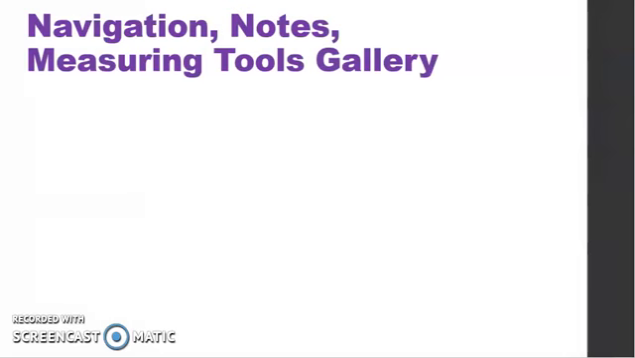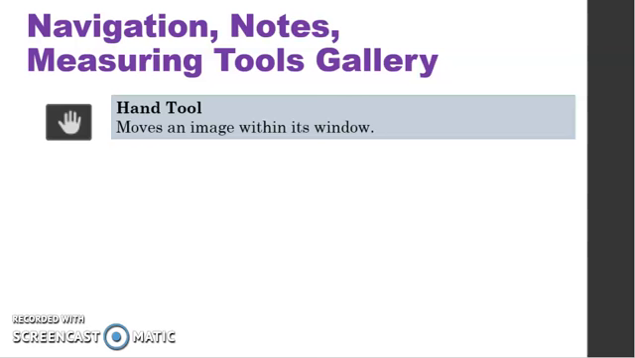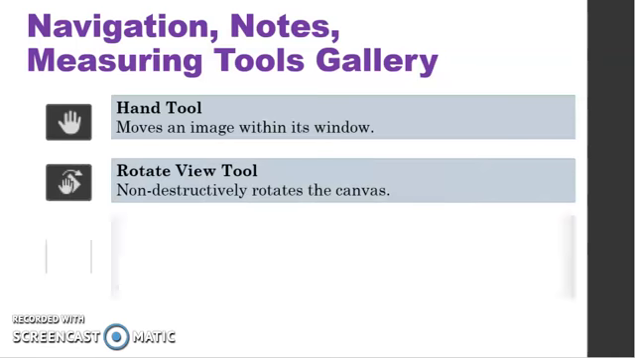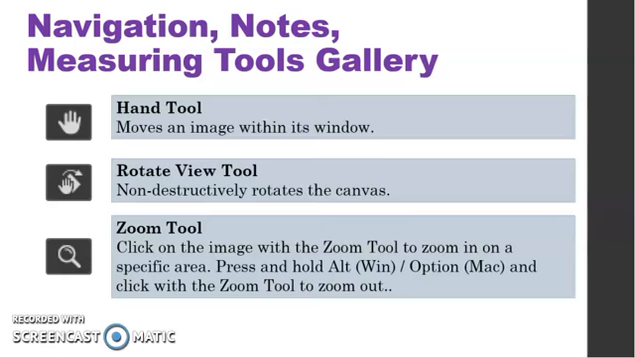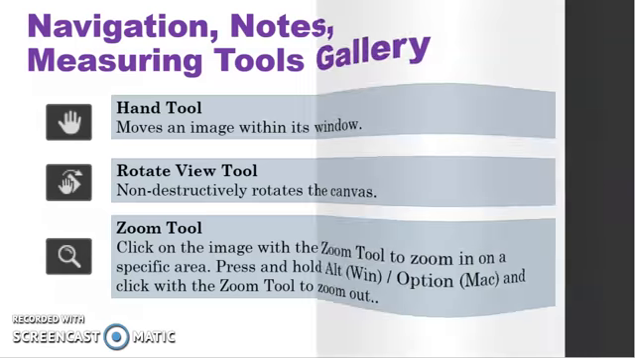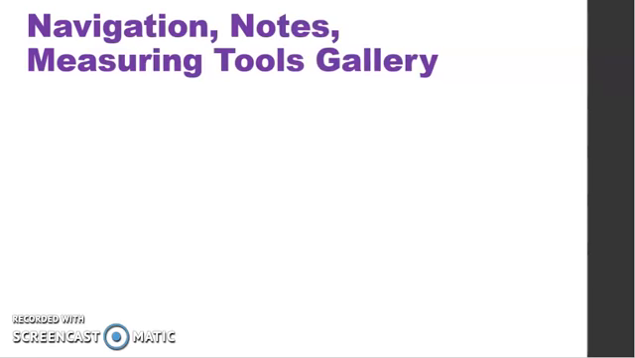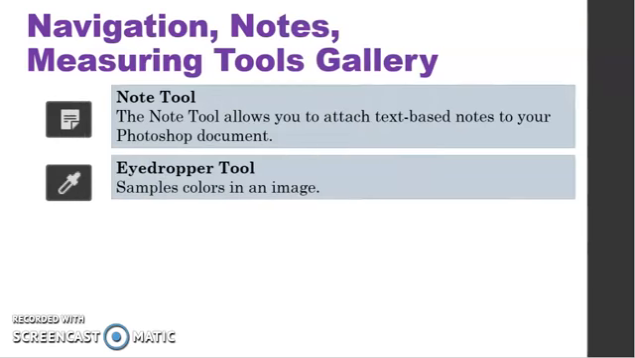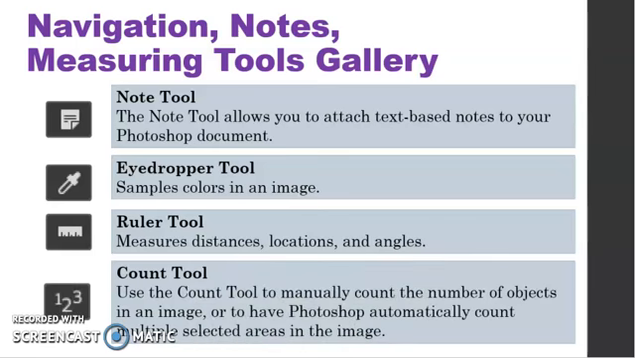And onto the last category, we have the navigation, notes, and measuring tools. First, we have the hand tool. It moves an image within its window. Rotate view tool and the zoom tool. You can pause this one if you wanted to know more about it. And we have the note tool, eyedropper tool, ruler tool, and the count tool. Now, if you wanted to know more for each tool, you can research more about it or pause this one. But remember, do you remember the functions of each tool?